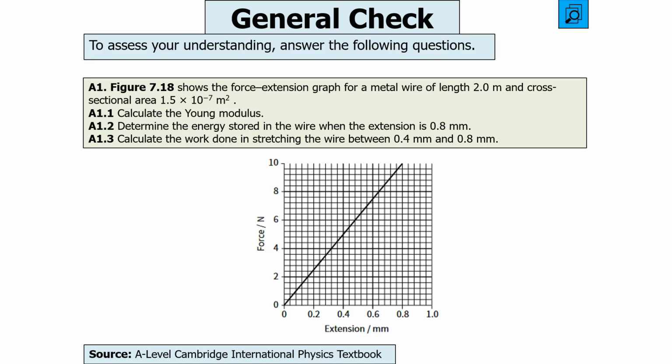The next question says, figure 7.18 shows a force extension graph for a metal wire of length 2.0 meters and cross-sectional area 1.5 times 10 to the minus 7 meters squared. Calculate the Young modulus. Then determine the energy stored in the wire when the extension is 0.8 millimeters, and then calculate the work done in stretching the wire between 0.4 millimeters and 0.80 millimeters. So pause the video now and unpause the video when you want to go through your answer.